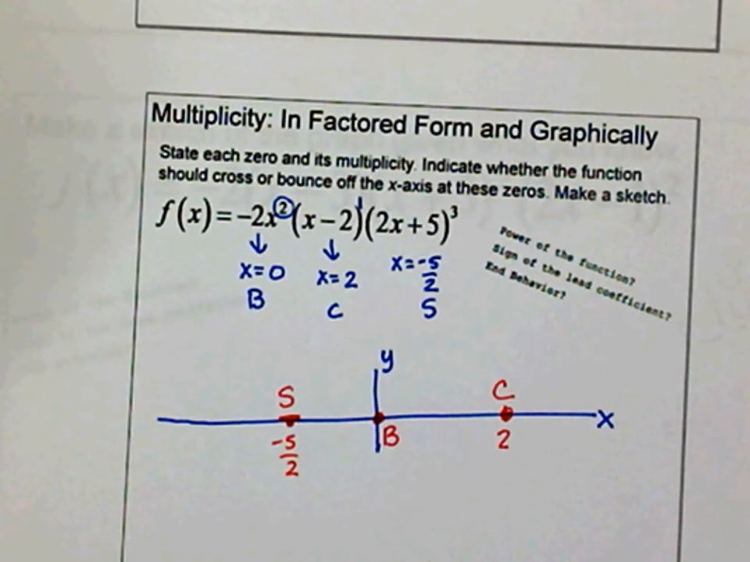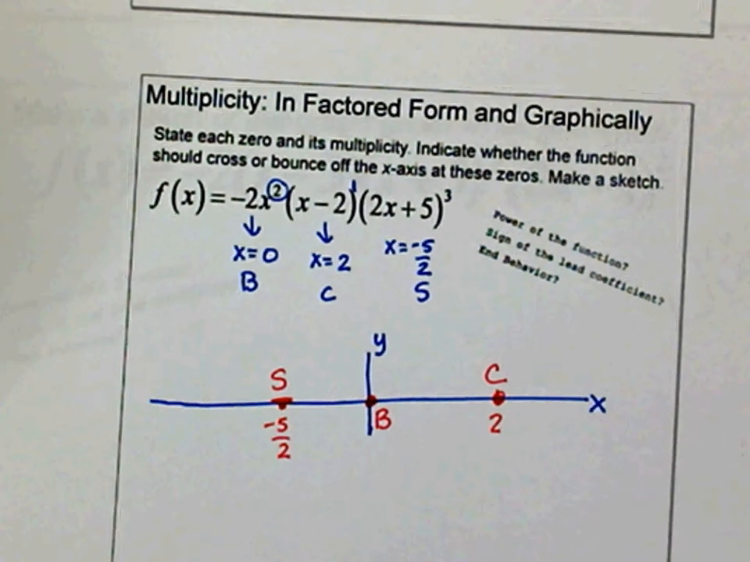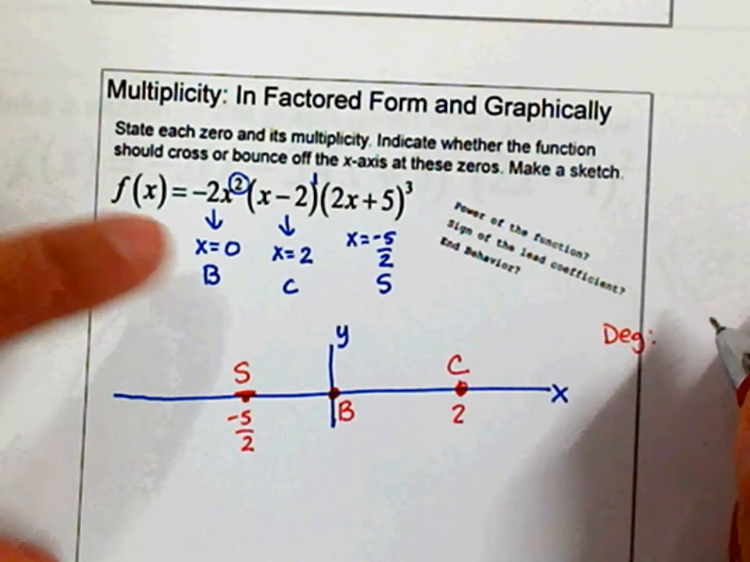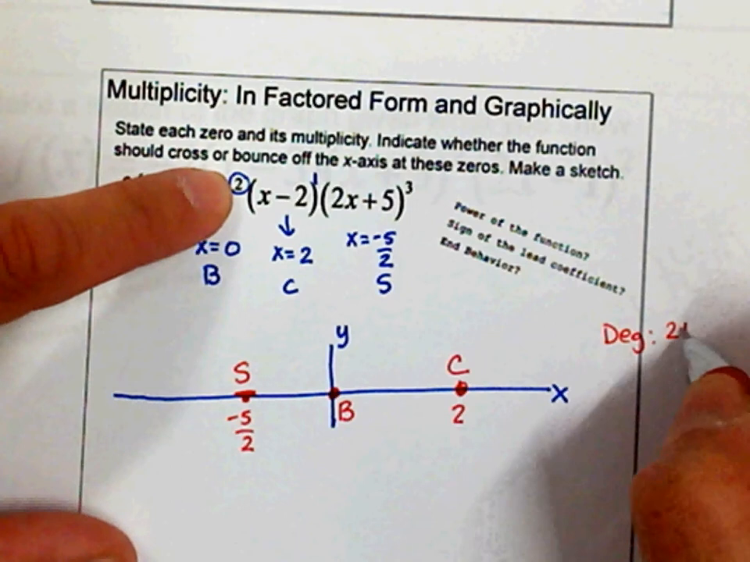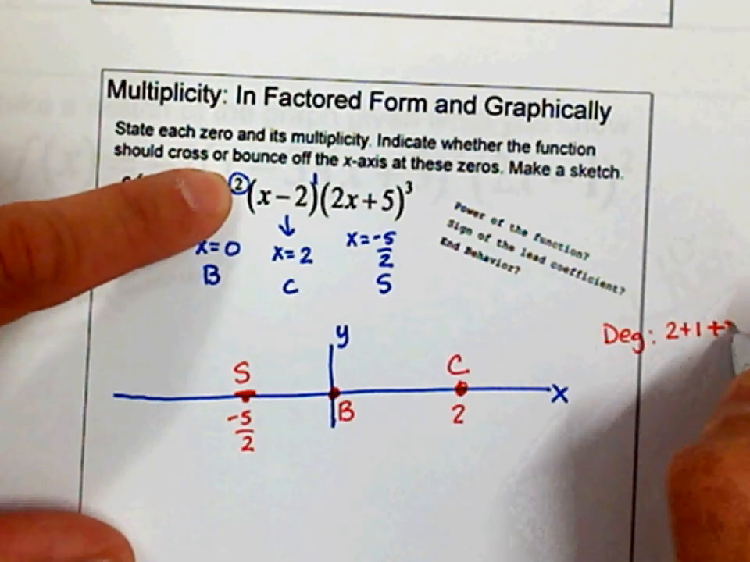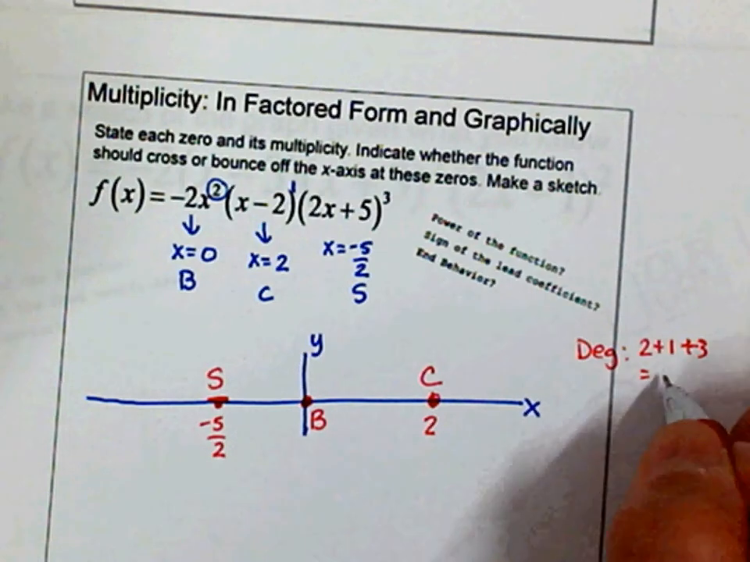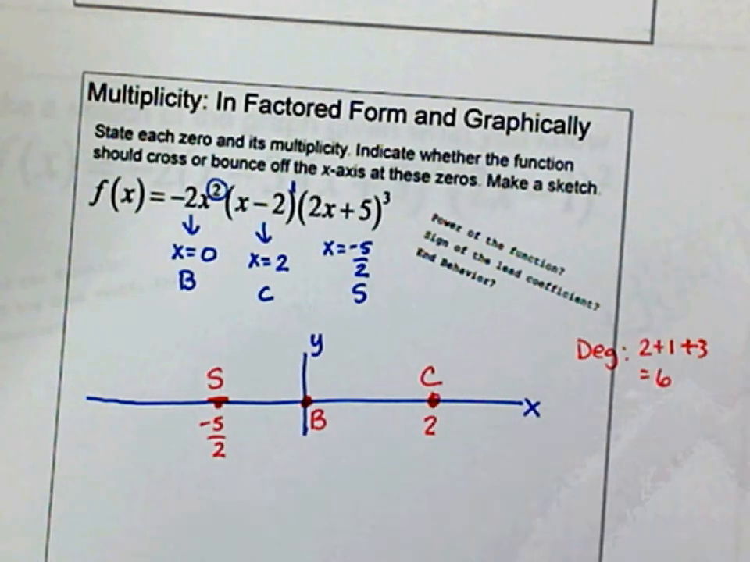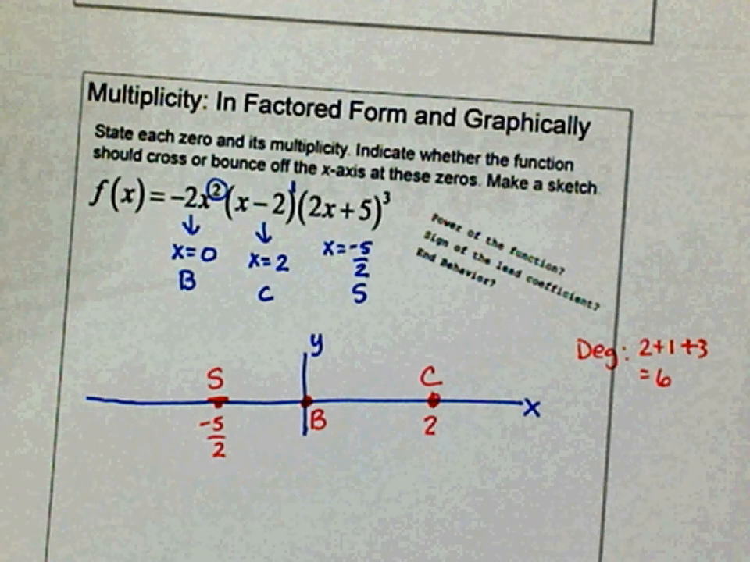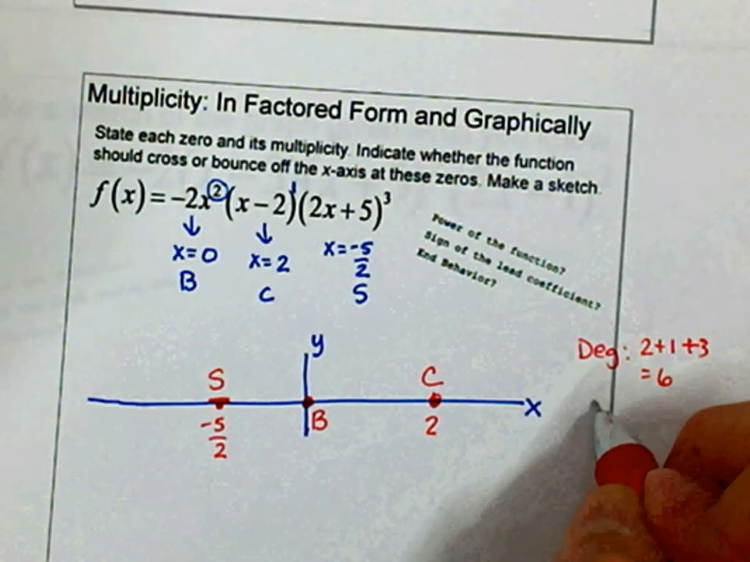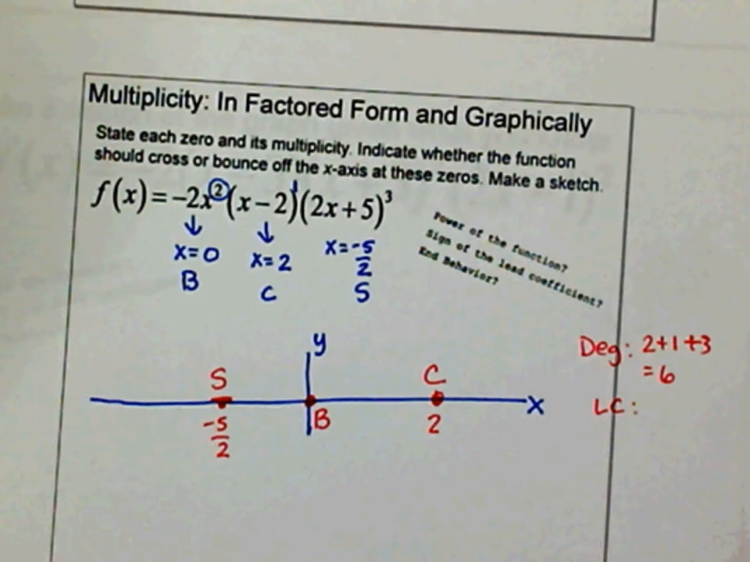Let's look at our degree. What's our degree? 2 plus 1 plus 3 is 6. So is our graph going to go opposite directions or in the same direction? Same direction. So now we're going to figure out our leading coefficient to say, do they both point up or they both point down, right? All right. So we got -2 times 1.